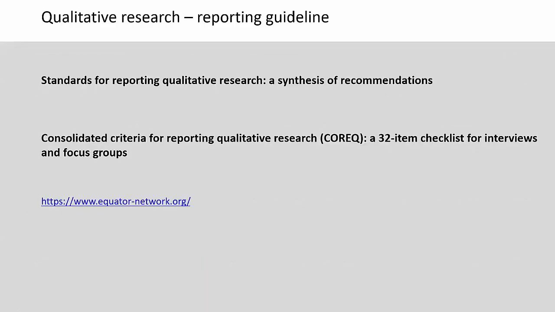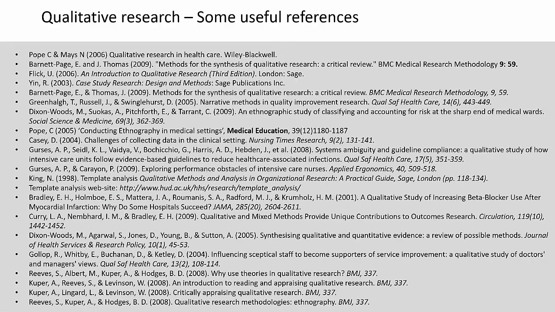Like quantitative research, you have reporting guidelines. If you're doing a systematic review, you would use PRISMA. If you're doing a quality improvement study, you would use SQUIRE guidelines, etc. For qualitative research, you can use two different reporting guidelines. One is called the Standards for Reporting Qualitative Research, the Synthesis of Recommendations. And the other one, which I personally prefer, is COREQ, which is a 32-item checklist to say whether you've covered every aspect that you need to cover. You can find that on the EQUATOR website if you want it as a checklist to use when you're submitting your manuscript. I've put lots of references in case you're interested.